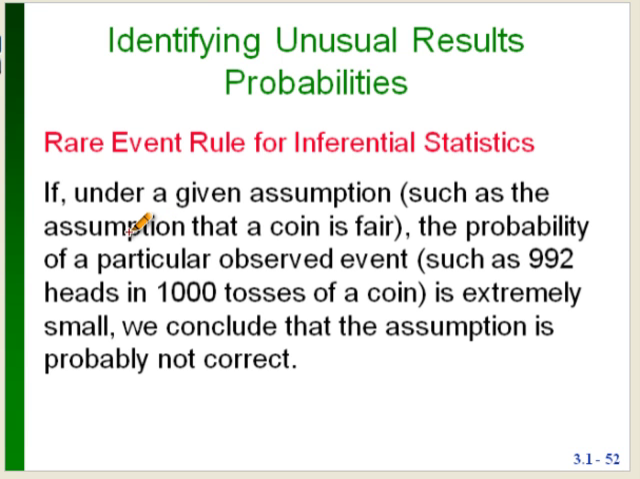If we've made an assumption, like for example, the assumption that we're flipping a fair coin, and we have an observed event such as 1,000 tosses of a coin, if the probability of that event actually happening is extremely small, we're going to conclude that the assumption that we made is probably not correct.